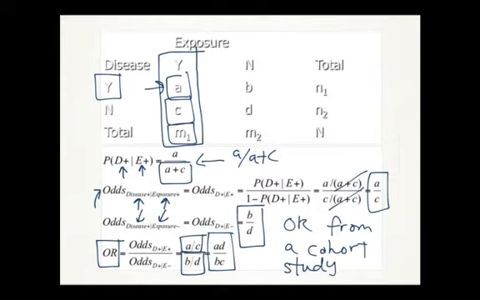So instead we introduced this new measure called the odds ratio, and we said, hey, let's take a look at what the odds ratio looks like for two different types of study designs. So here's the odds ratio for a cohort study, which is AD over BC. Okay?